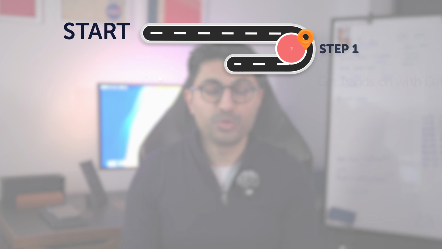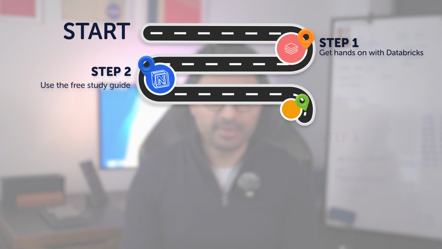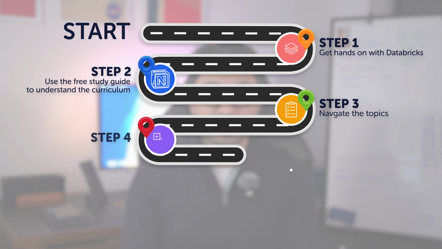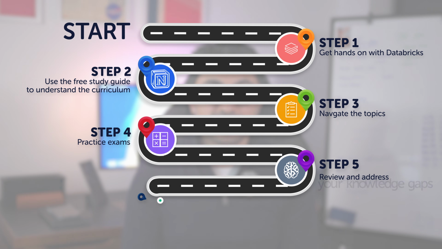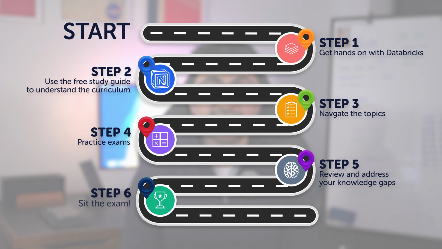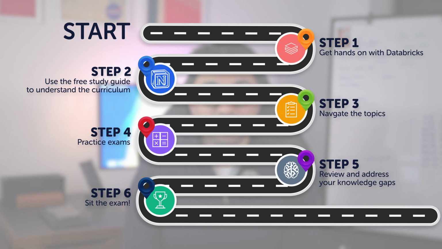And remember, the study guide ties into all of this. It follows the same sections as the exam, so when a practice question stumps you, you know exactly where to go to review. That connection between the practice exams and the study guide is what makes this whole system work. So the roadmap is simple. Get hands-on with Databricks, use the free study guide to understand the curriculum, navigate the topics and know what to learn, test yourself with practice exams, review your gaps, and then sit the exam. These exams are very passable if you prepare properly.